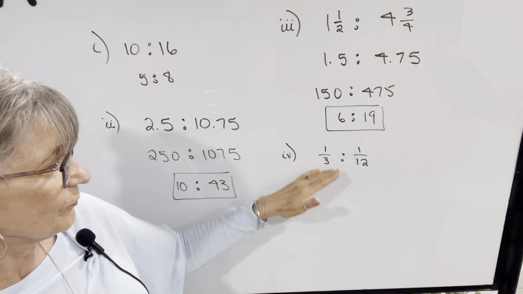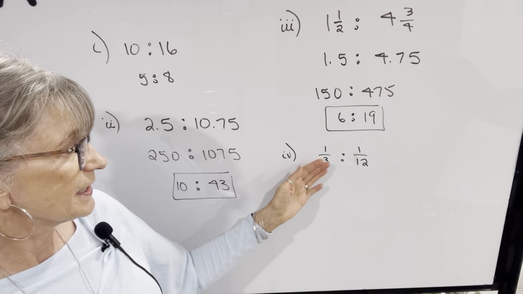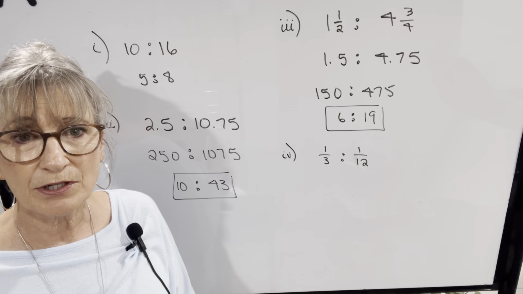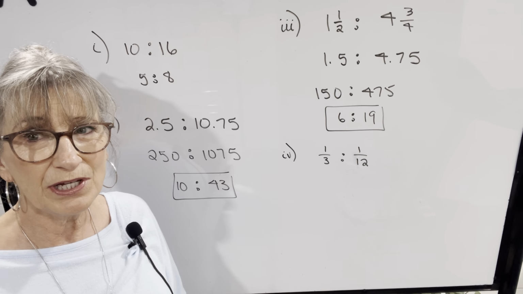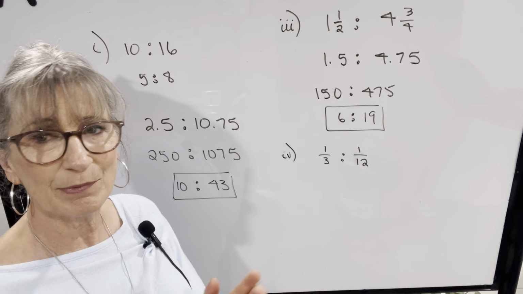In this example, our fractions don't convert to nice even terminating decimals. So in this case, I'm going to keep them in fraction form, and I'm going to look for the lowest common denominator. So that's the number that both 3 and 12 divide into, and that number is 12. So what I'm going to do is I'm going to multiply this fraction by 12 and this fraction by 12, and that will eliminate my denominators.